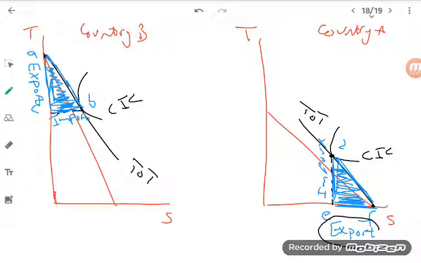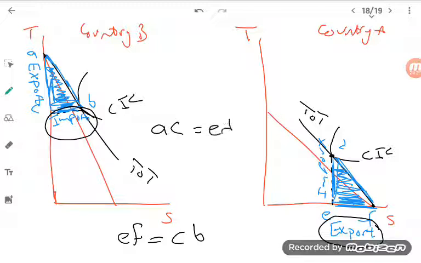Exports of country A are imports of country B. This means that EF is equal to CB. Imports of country A are equal to exports of country B. This means that AC equals ED.